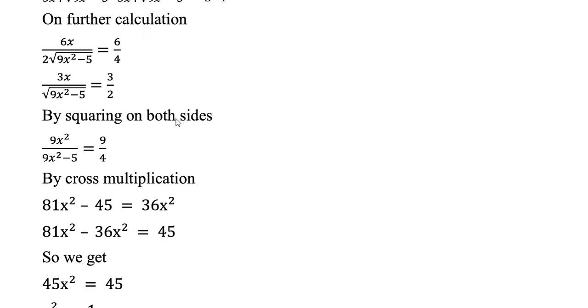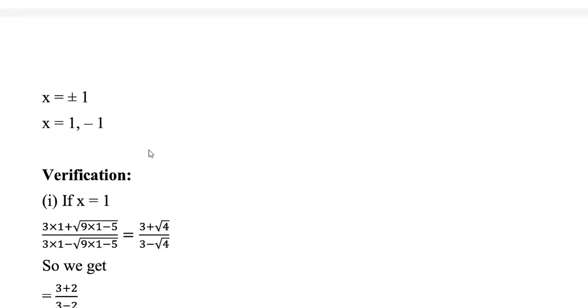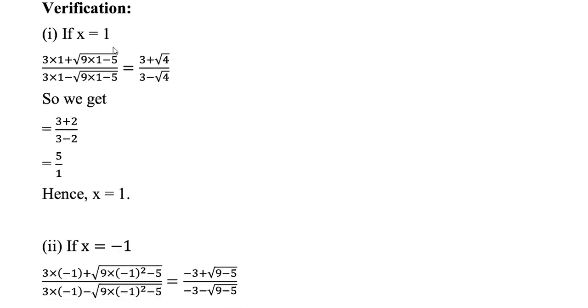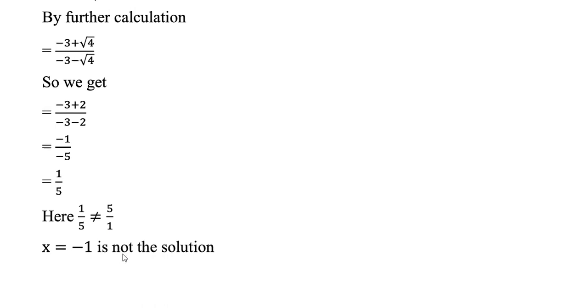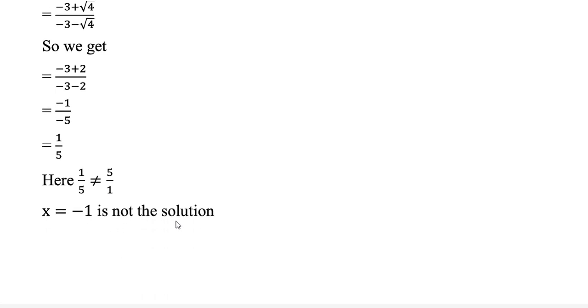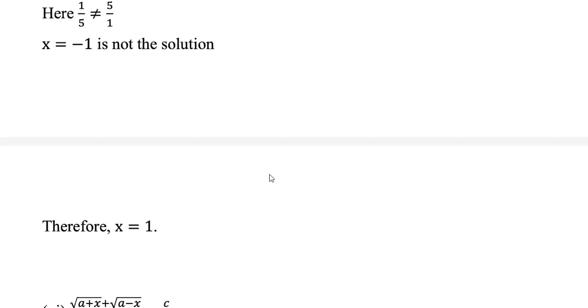After squaring both sides, you will get x square is equal to 1. So the value of x will be plus or minus 1. We can verify also. Put x is equal to 1, you will get 5 by 1. Hence x is equal to 1. Now x is equal to minus 1: put it in, we get 1 by 5, which is not equal to 5 by 1. So x is equal to minus 1 is not a solution. Just like this, you can verify. In the exam, you can show the verification process also.